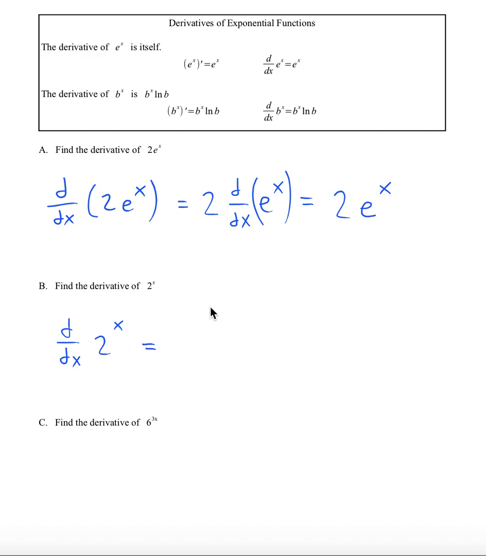So all we have to do, according to the rule that's shown, is let the derivative of the base to the x be itself, but also times the ln of that base.